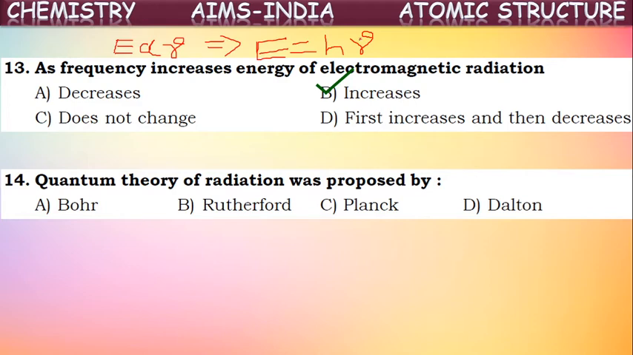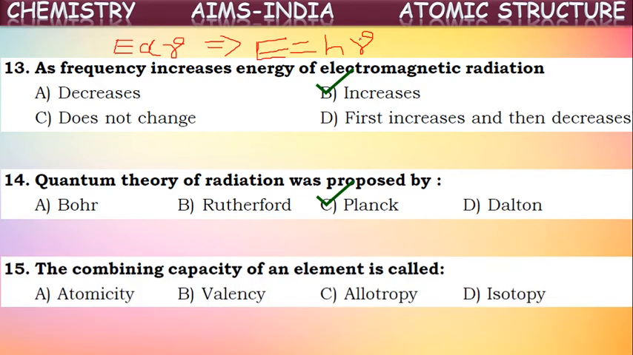Next one. Quantum theory of radiation was proposed by. Who proposed this quantum theory of radiation? Max Planck. What did he say in that? Energy emitted by the particles is not continuous. It is discontinuous, in the form of small packets called quanta or photons. The energy of each photon is directly proportional to the frequency of that electromagnetic radiation. So this theory, called quantum theory of radiation, was proposed by Max Planck.